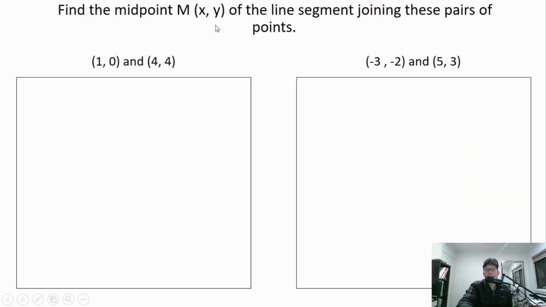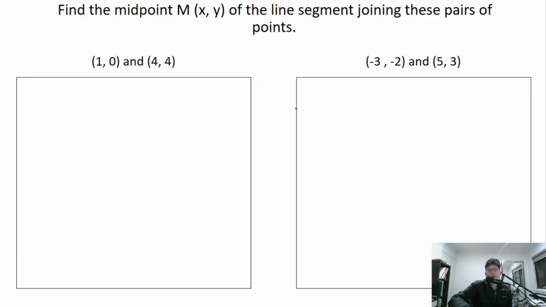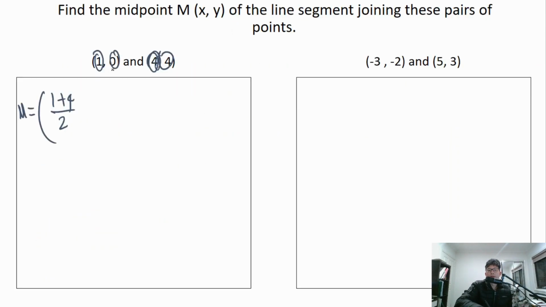Alright, so keeping that knowledge and formula in mind, let's have a go at a few questions over here. Find the midpoint M(x, y) of the line segment joining these pairs of points. So we have (1, 0) and (4, 4) here. Looking at that formula, it's x1 plus x2. x1 is the one on the left here, x2 is that one here. So we have (1 plus 4) over 2, and then there'll be y1, y2, as we see in the formula, which is (0 plus 4) over 2. Sorry, there shouldn't be a plus there, it's just a comma.